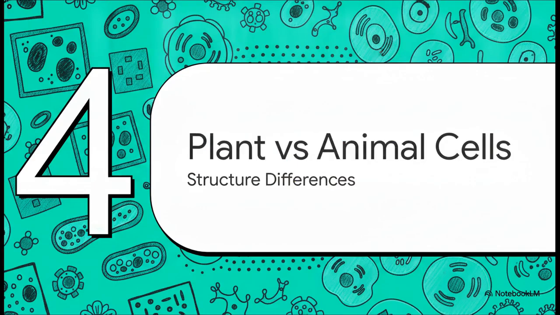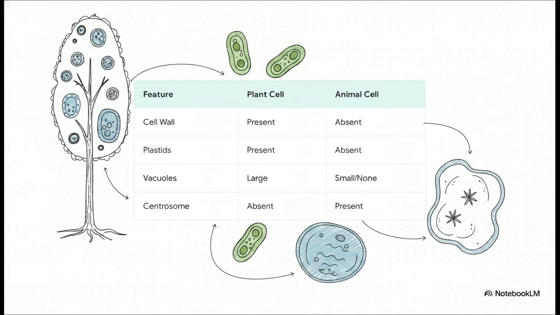Now for Section 4, Plant versus Animal Cells. Let's look at some structural differences. While all cells share some common features like the membrane, cytoplasm, and nucleus, there are definitely distinct architectural differences depending on the organism. I mean, have you ever wondered what makes a towering tree stand upright without a skeleton? It's all in the cellular architecture.